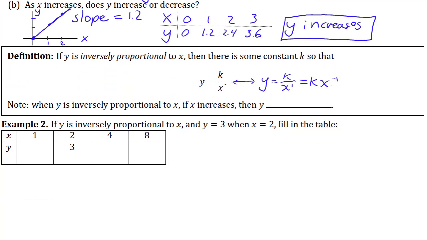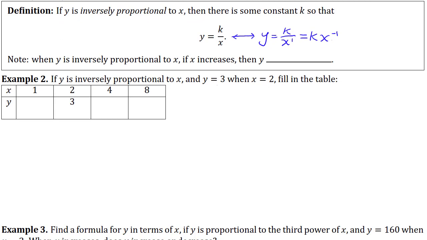So let's look at this example 2 to investigate how this works. So if we're saying y is inversely proportional to x, and y equals 3 when x equals 2, let's fill in the rest of the table. When it says y is inversely proportional to x, it means the equation is going to be y equals k divided by x. So I'm going to move this over here. So y is k divided by x, but we don't know what the k is. And you can't fill in the rest of the table. Like I can't plug in x equals 1 or x equals 4 or x equals 8 and get a number for y unless you know what that number k is.